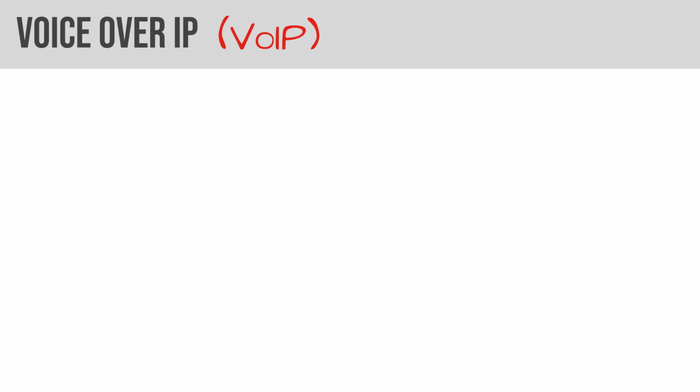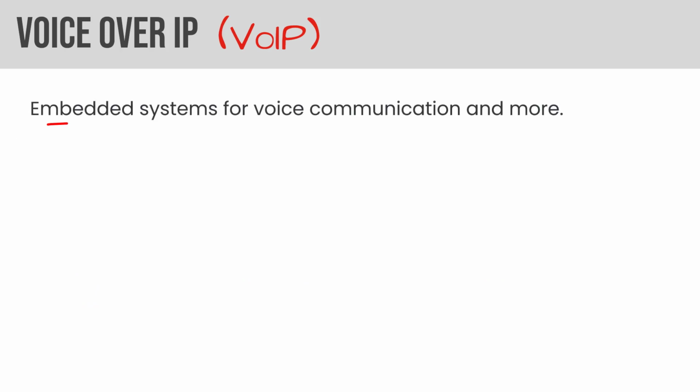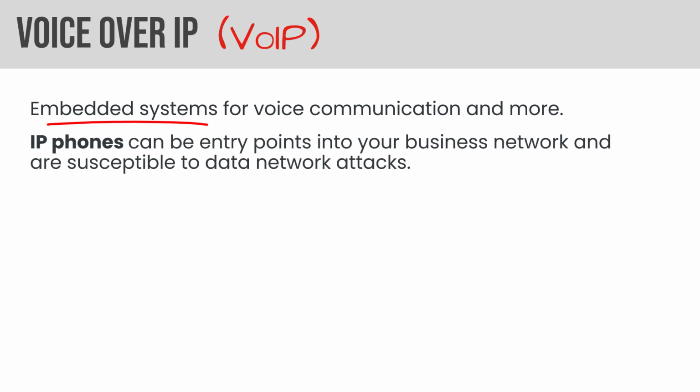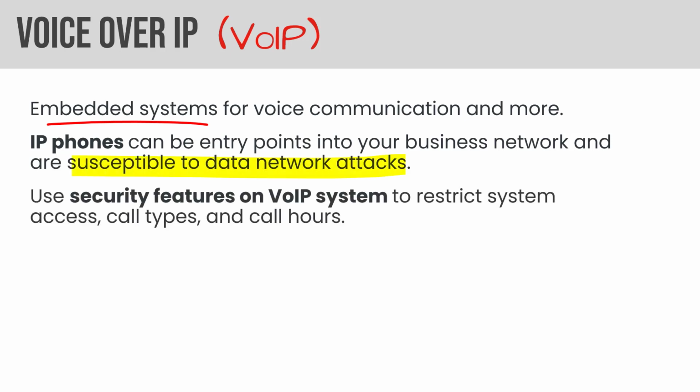Voice over IP, or VoIP. These are embedded systems for voice communications and more. So IP phones can be entry points into your business network and are susceptible to data network attacks. So you can use security features on VoIP systems to restrict system access, to limit call types and call hours, preventing long-distance calls that may carry a fee.